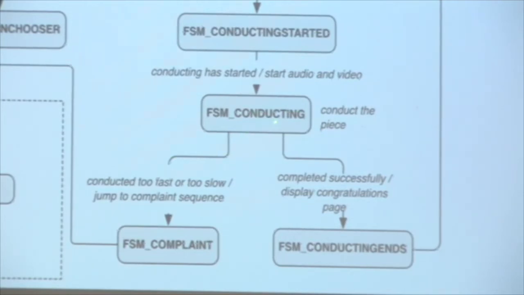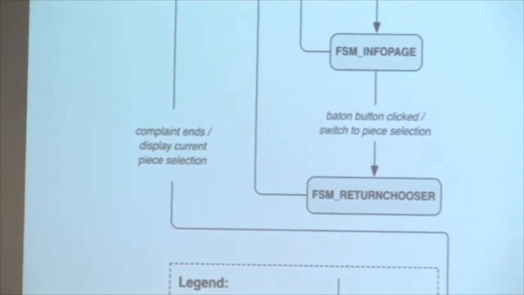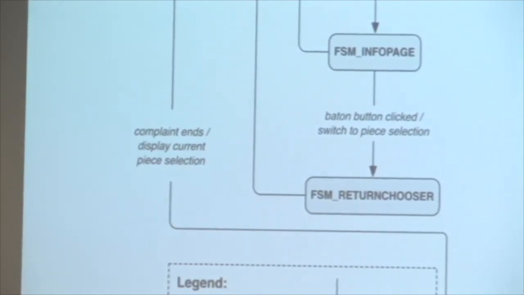This only gets left when you either conduct it too fast or too slow, you get the complaint sequence, or when you're done with the piece and then you get congratulations and again move back to the start screen. And you can see here that, for example, design decisions are being built into this thing. For example, we said, hey, when the user fails conducting a piece, we're not going to send him back to conduct the same piece again. We're going to send him back to the piece selection screen. So he gets to pick a different piece. Maybe he didn't like that one. Also, this whole design of going back to this idle state after nothing happened for a while is all part of the interface design of the system.